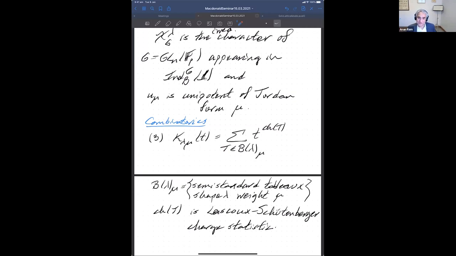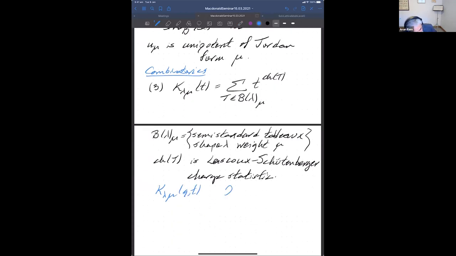Sorry, but this is done, no? This is Haglund and Loehr, no? They say that their algorithm specializes, gives the charge statistic when you take q equal to zero. No, they cannot describe it. They have an algorithm which finds a different coefficient. So I want to find this K lambda q,t. Now, Haglund and Loehr, they compute something different.